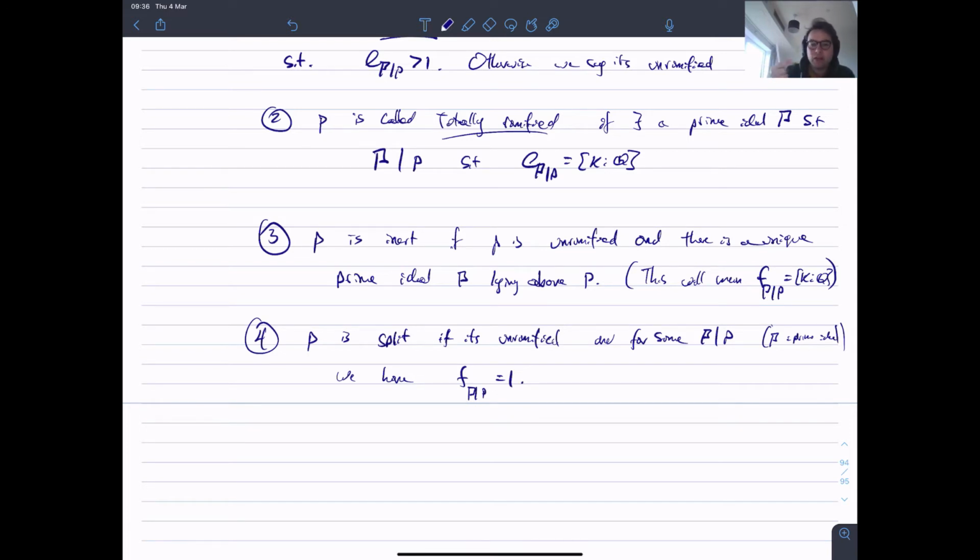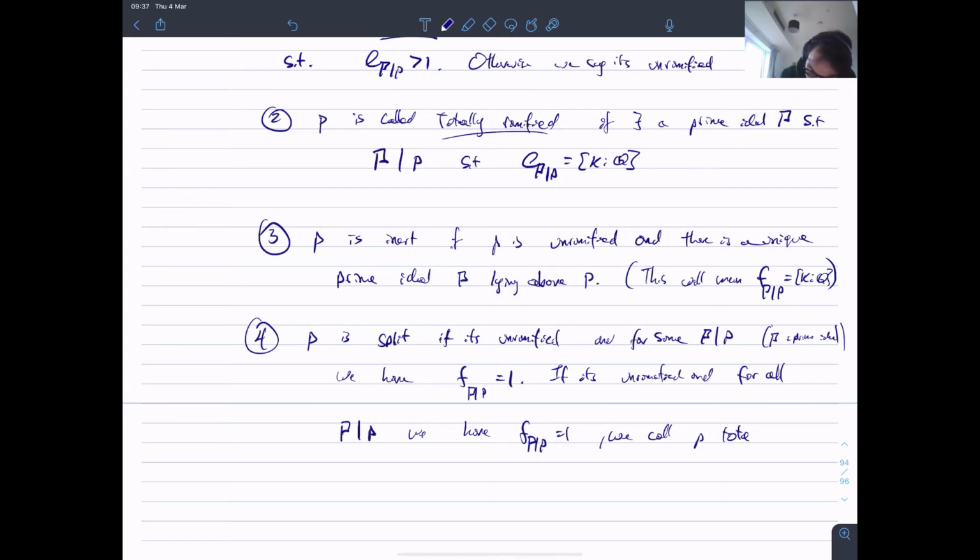So from this, I'm going to show you in a minute, from using this Dedekind-Kummer theorem, we can actually find the ramification degrees and the residue degrees for my factorizations. So these numbers, these f's and these e's will be easy to calculate. And just while I'm here, let me just say what it means to be totally split. So if it's unramified and for all prime ideals dividing p, this residue degree is 1, we call p totally split.